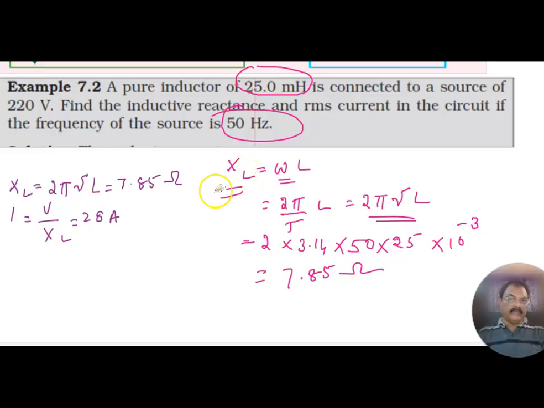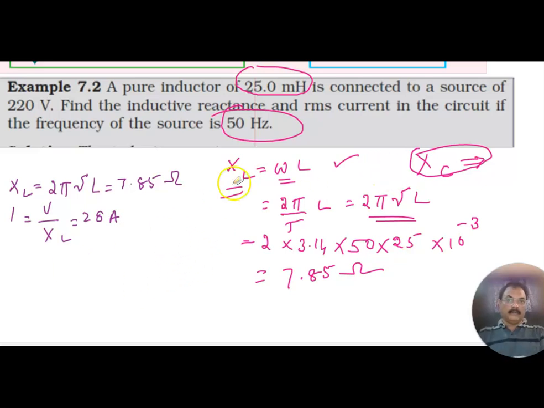Anything that opposes the current, we call it reactance or resistance, or capacitive reactance. In AC, generally we see XL is inductive reactance, and in a capacitor it is capacitive reactance. So you should remember that.